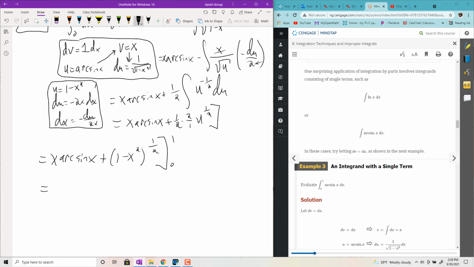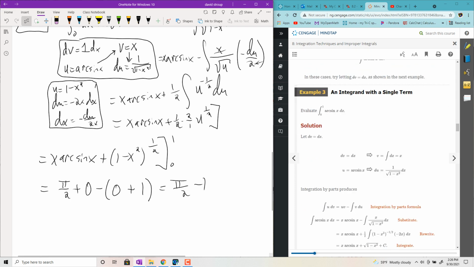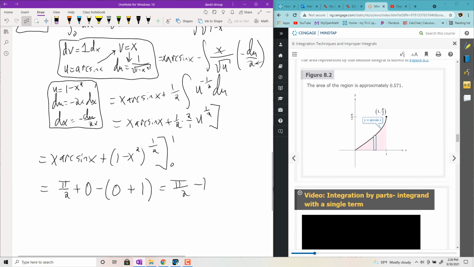Plugging 1 into the antiderivative. Arc sine of 1 is pi over 2, so that would be 1 times pi over 2. Plus 1 minus 1 is 0, so that would just be 0. Minus, plug in 0, you get 0, plus 1 to the 1/2. So that would just be pi over 2 minus 1. All said and done. Great.